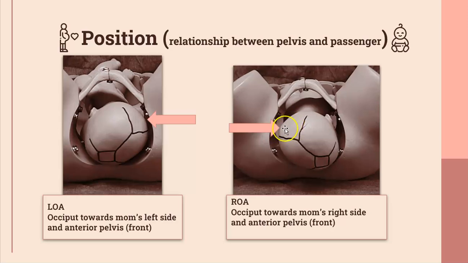So ROA is just that occiput towards mom's right side. Again, it's the front of the pelvis, but it's mom's right side, occiput of the baby. So when we're talking R, we're talking mom. When we're talking O, we're talking baby. When we're talking A, we're again talking mom. So mom's right, baby's occiput, mom's anterior. And these two letters again are talking about what side the presenting part's on, and then that A is, is it the front of the pelvis or is it the back, which will make sense in 1 second.